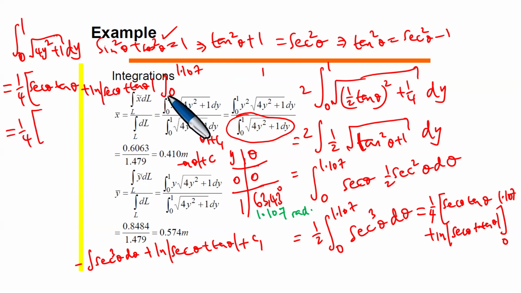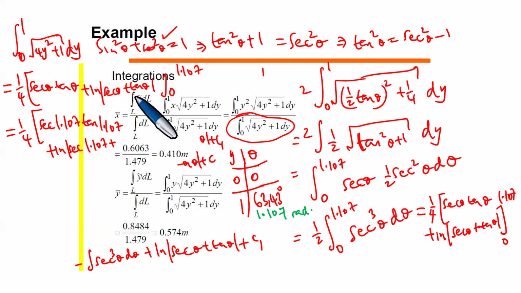1/4. Okay, first we substitute the 1.107. So you're going to have sec 1.107, the tan 1.107, plus the ln of sec 1.107 plus the tan 1.107, and then, yeah, that's the thing, and then minus 0.